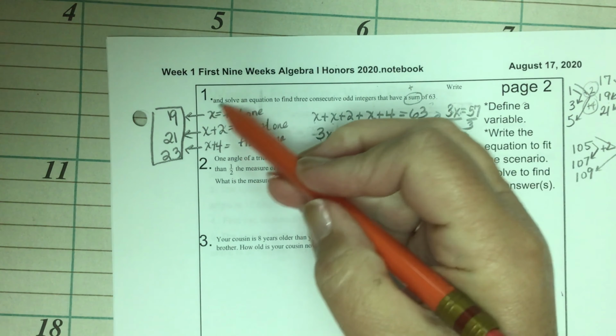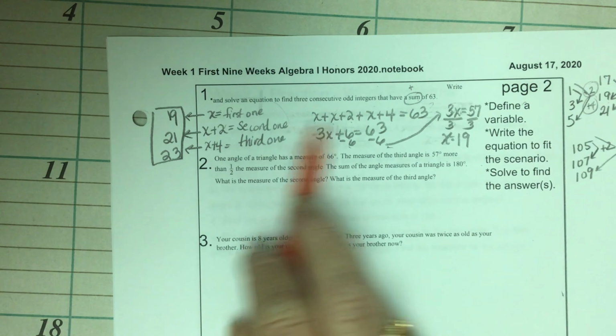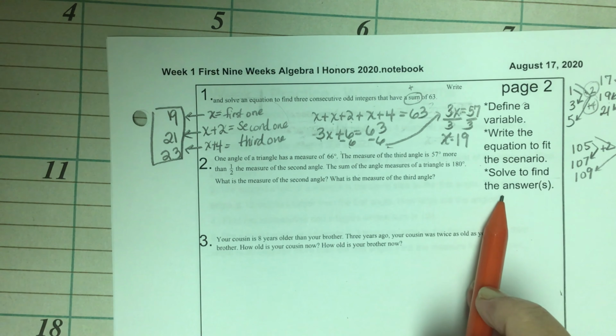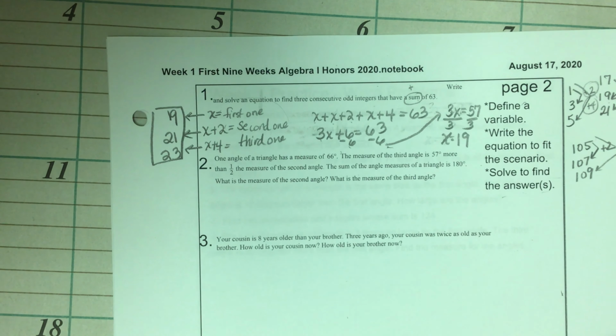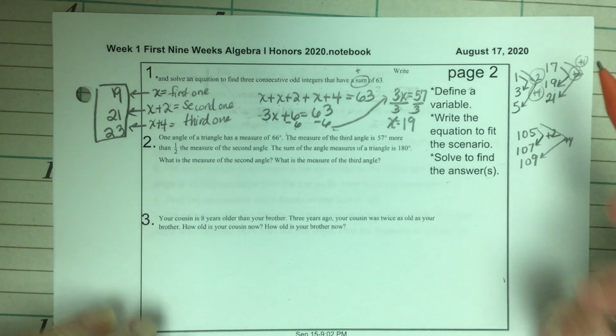Define a variable. Here's how you define your variable. Write the equations to fit the scenario, and we did, and then solve to find the answer or answers, and we did that. So that's the answer to question 1. And that's the way I'd like to see your work on your paper.